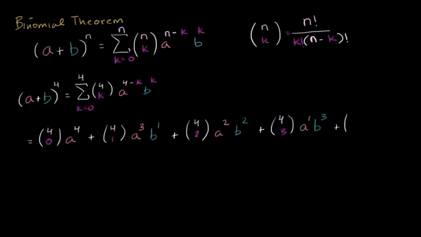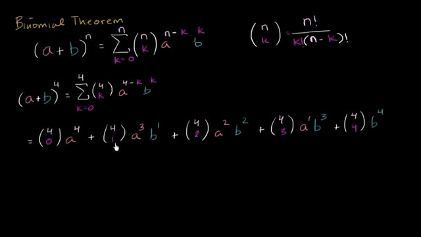Plus 4 choose 4. K is now 4. This is going to be our last term, since k goes from 0 all the way to 4. 4 choose 4, a to the 4 minus 4, that's a to the 0, which is just 1. So we're going to be left with just b to the k power, where k is 4. So we're almost done. We've expanded it out.